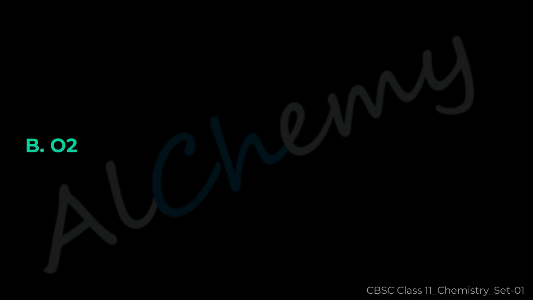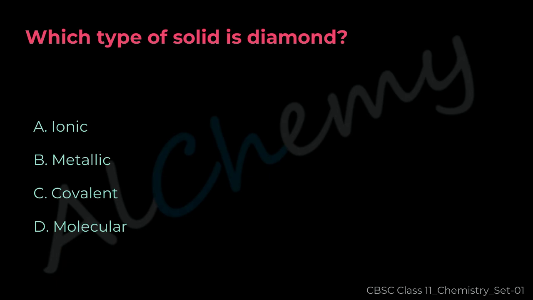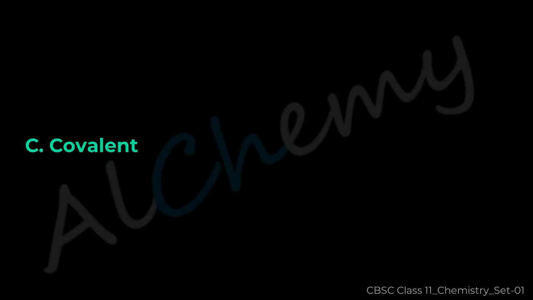O2. Question 44. Which type of solid is diamond? A. Ionic, B. Metallic, C. Covalent, D. Molecular. The correct answer is C.